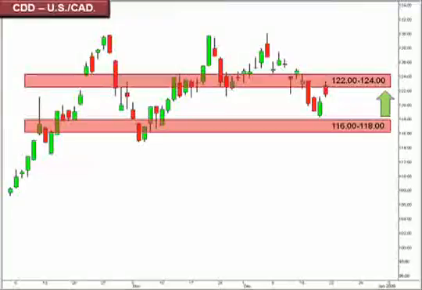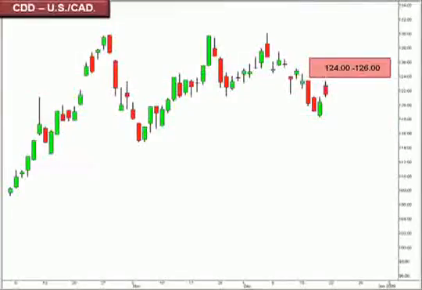Now, at this point, we are looking at the 124 to 126 box as being a natural retracement zone and expect some consolidation to take place here. A rejection from this area would suggest that another test of the important support level within the 115 to 118 focal zone is a high probability.